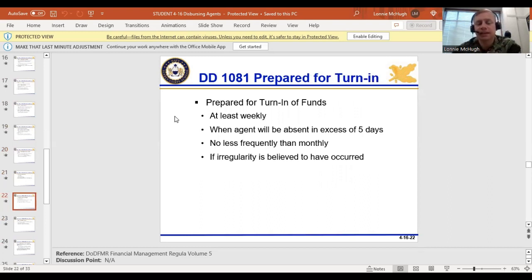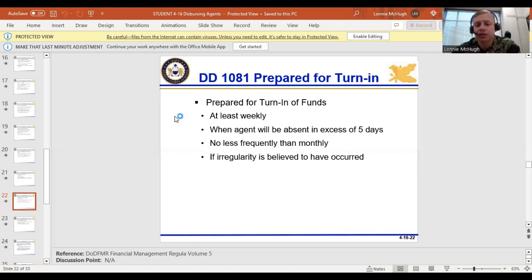All right, so the 1081 or any agent's funds really need to be balanced out weekly. So they need to bring you all their funds, so you can check everything that they have to make sure it is correct, and they turn in everything that they have that they don't need. So they don't need to be hanging on to checks because you as a disbursing officer need to deposit those. They don't need to have excess cash. Those are going to be the main things, but you need to check them to make sure that they're doing their job right.